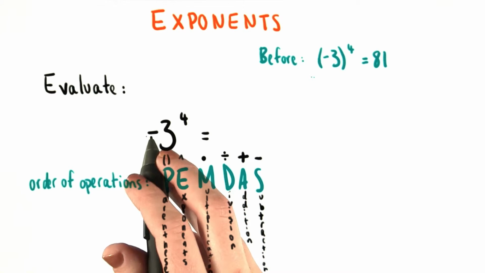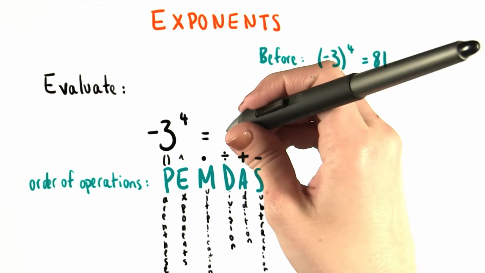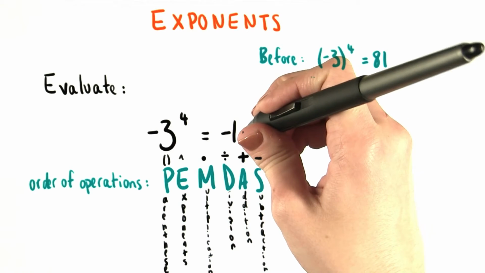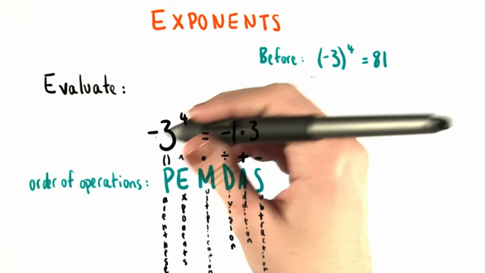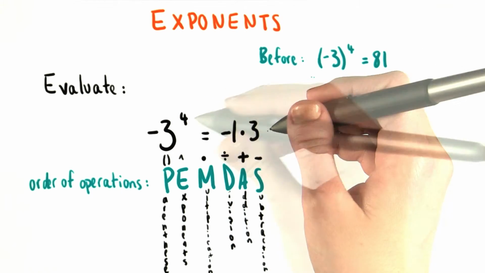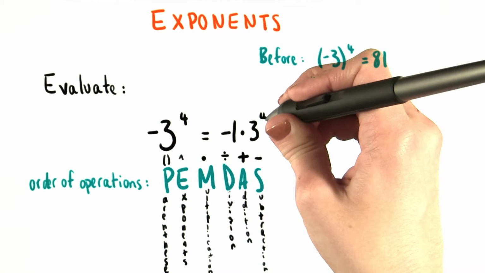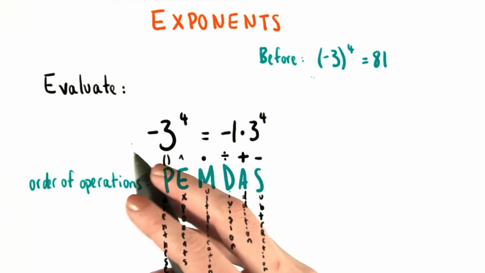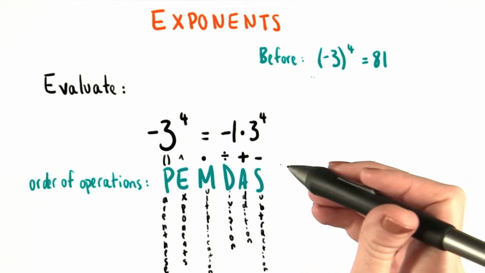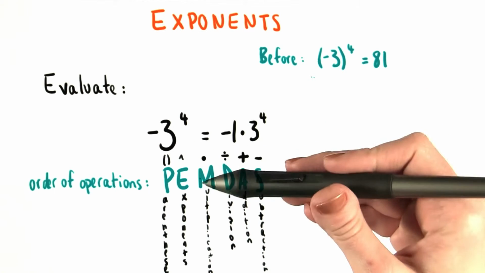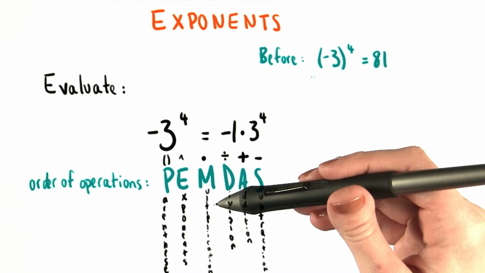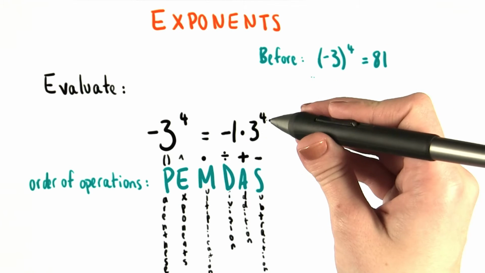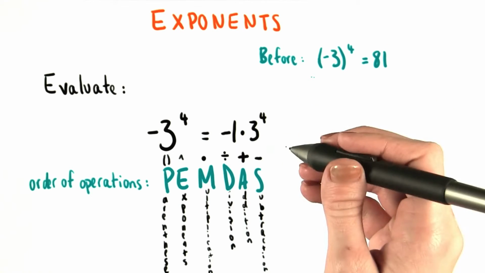So what we really have when we have a negative sign in front of a number, remember, is -1 times that number. So -3 is actually equal to -1 times 3, and we take this 3 to the fourth power. The 4 is only attached to this 3 now because there are no parentheses that surround the negative sign as well. Since PEMDAS tells us that we evaluate exponents before we multiply, we first need to figure out what 3 to the fourth equals before we can multiply that by -1.